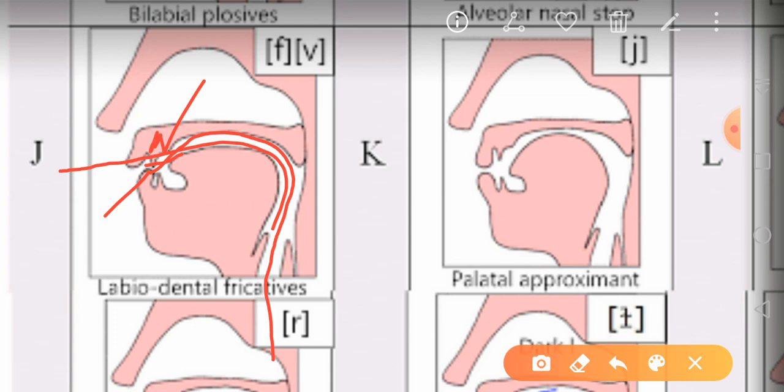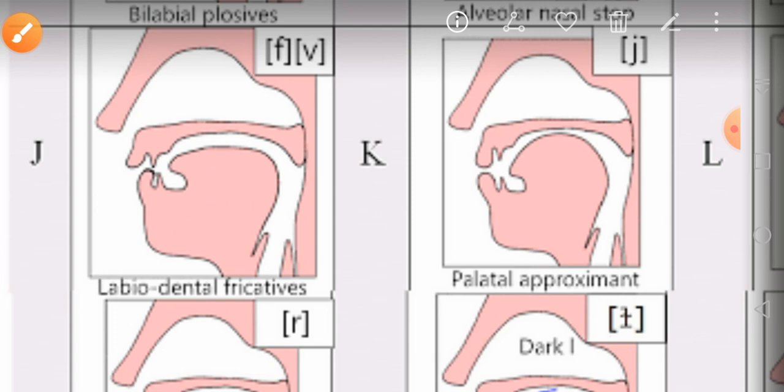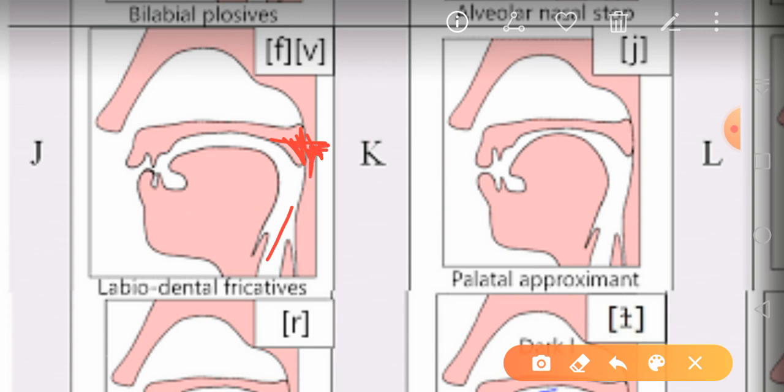So if there is a buzzing sound, it means it is a voiced sound, like this one is voiced. Hope you have got how this sound is produced. Here, as you can see, the soft palate or velum is at the back of the neck, and it is touching, so that air cannot go through the nasal cavity. So air has to pass through the mouth cavity, but the restriction or friction is given at this place.